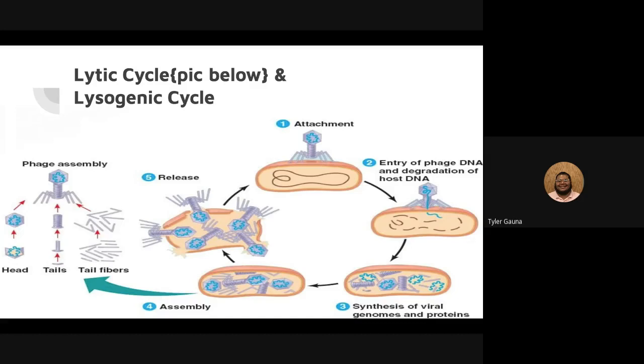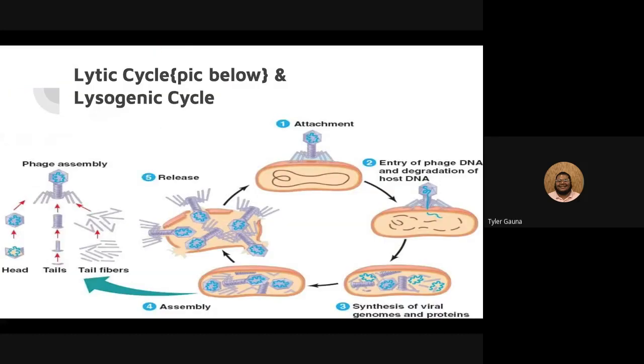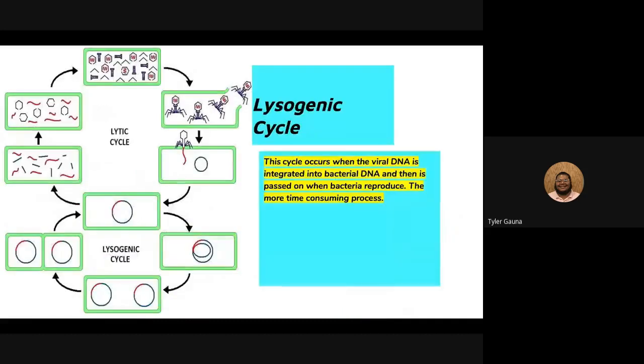And then we have the lytic cycle and the lysogenic cycle. The lytic cycle is just what I was showing you: the bacteriophage drops on the cell, puts all its genetic information in there, and then it makes more bacteriophages, and then the cell bursts, releasing all the other phages into your system to infect all the other cells. And then the lysogenic cycle occurs when the viral DNA is integrated into bacterial DNA and then is passed on when bacteria reproduce. This is more time consuming. So this is a slower process.